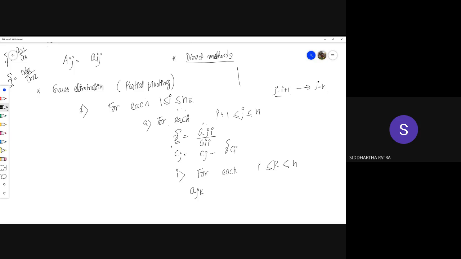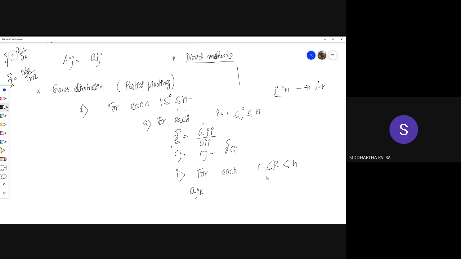You see this row elimination, you are only supposed to do n minus 1 times. Once you have done that, for the nth row, you don't have to subtract the nth row from anything. Okay, so this is how the loop runs.